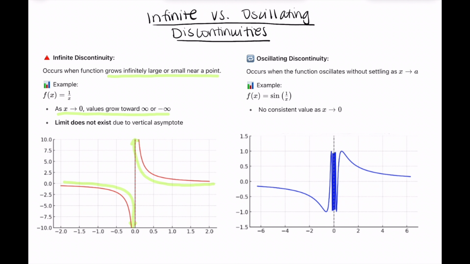Now for an oscillating discontinuity. An oscillating discontinuity occurs when the function oscillates without settling on any value at x equals a.